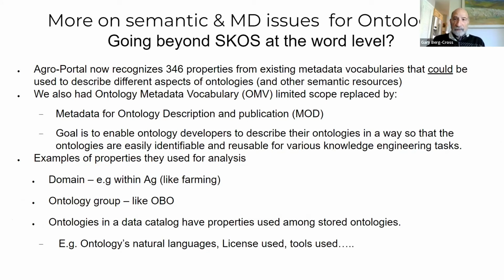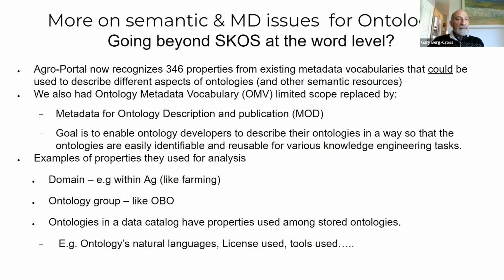metadata. And to me, over time, we're going to have to go beyond the word level, the single concept word level definition. AgroPortal, for example, has identified a whole range of properties, vocabulary that could be used to describe different aspects of ontology. Early work in this area included the ontology metadata vocabulary, OMV, and it's been replaced by an upgraded metadata for ontology descriptions.